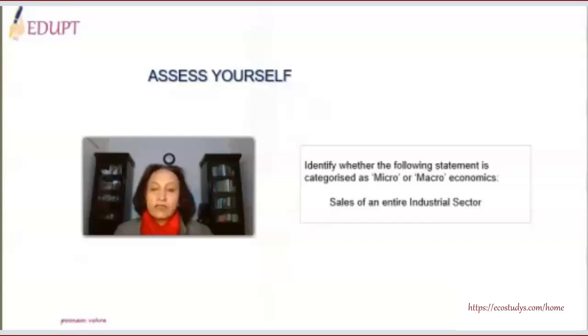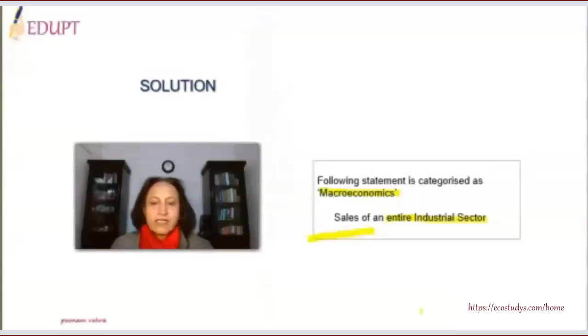Now, have a look at this statement and identify whether it belongs to micro or macroeconomics. The statement is sales of the entire industrial sector. Sales of an entire industrial sector is definitely macroeconomics because it comprises of all the industries. So it is aggregate concept.